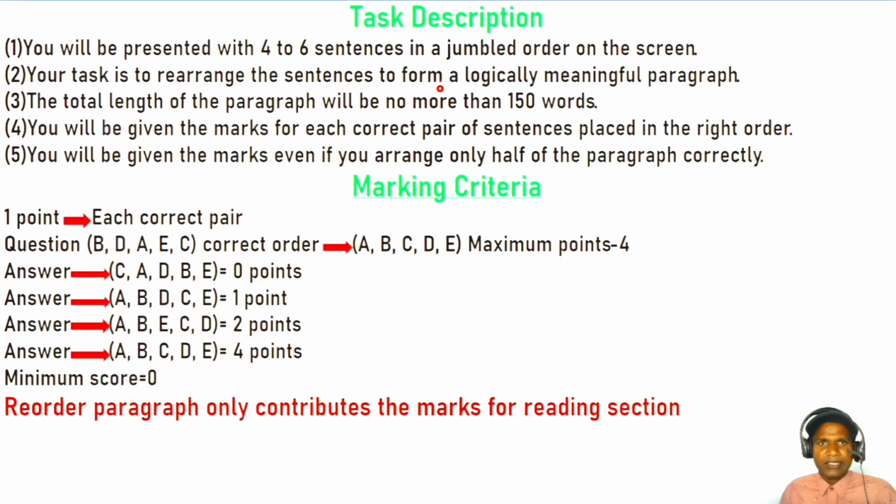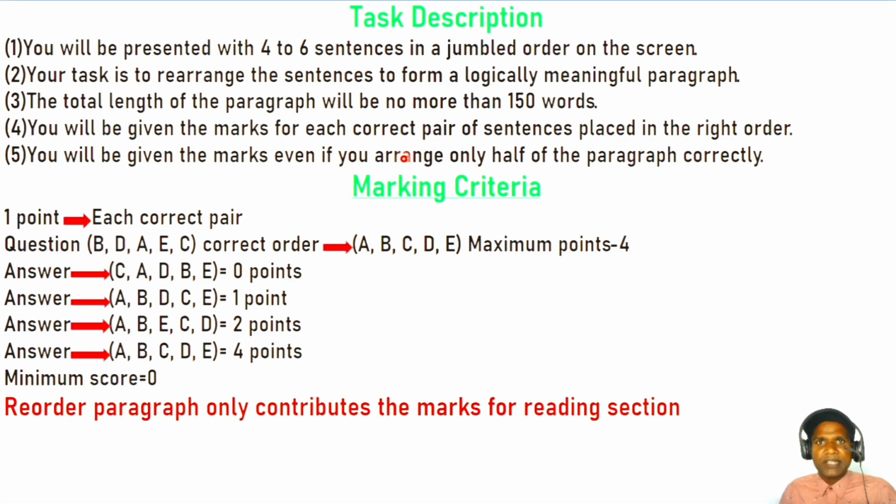You can see the task description on the screen. You will be presented with 4 to 6 sentences in a jumbled order on the screen. Your task is to rearrange the sentences to form a logical, meaningful paragraph. The total length of the paragraph will be no more than 150 words. You will be given marks for each correct pair of sentences placed in the right order. You will be given marks even if you arrange only half of the paragraph correctly.